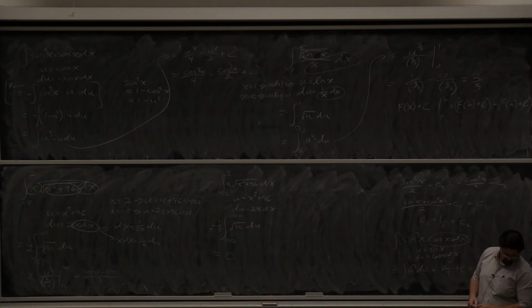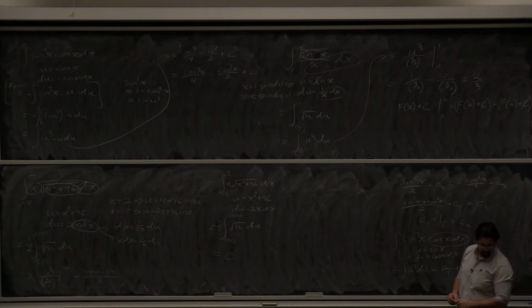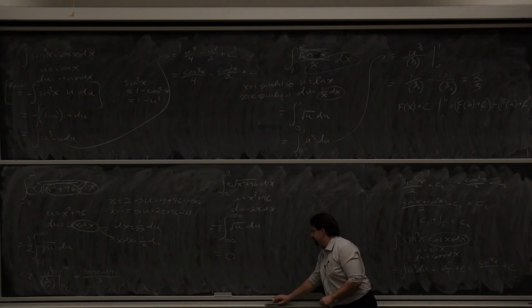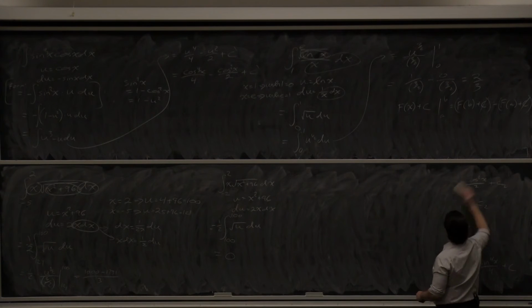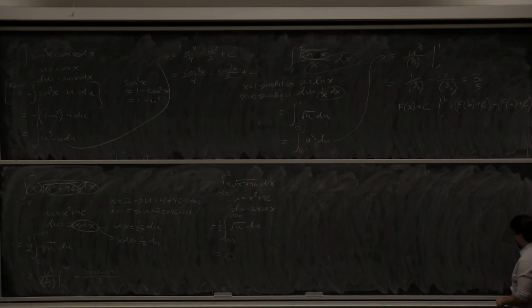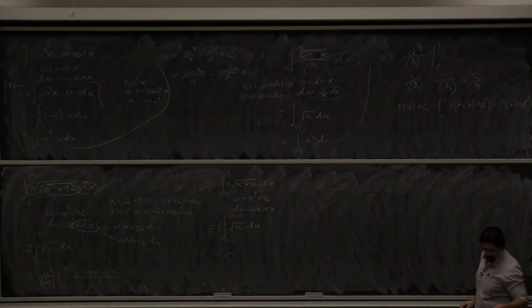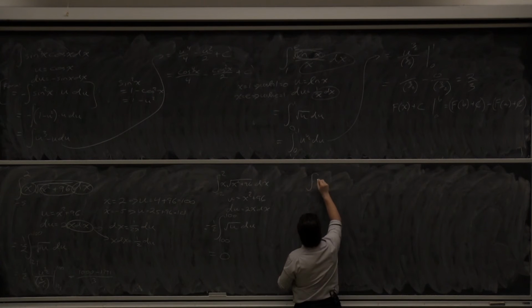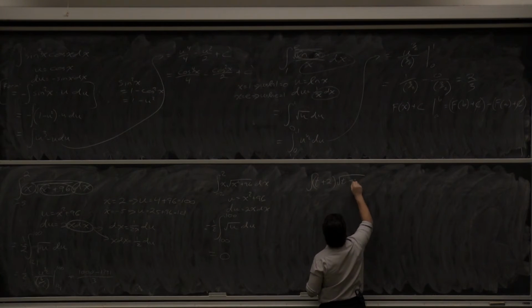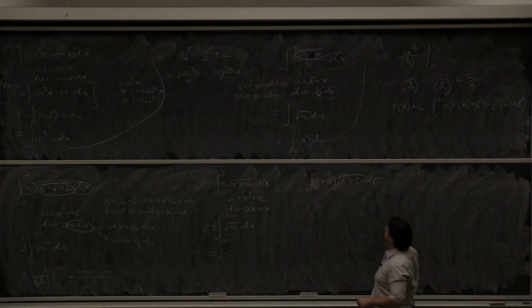All right. Let's do, yeah, this one's good. Okay. Integral of t plus 2 times root t minus 5 dt.